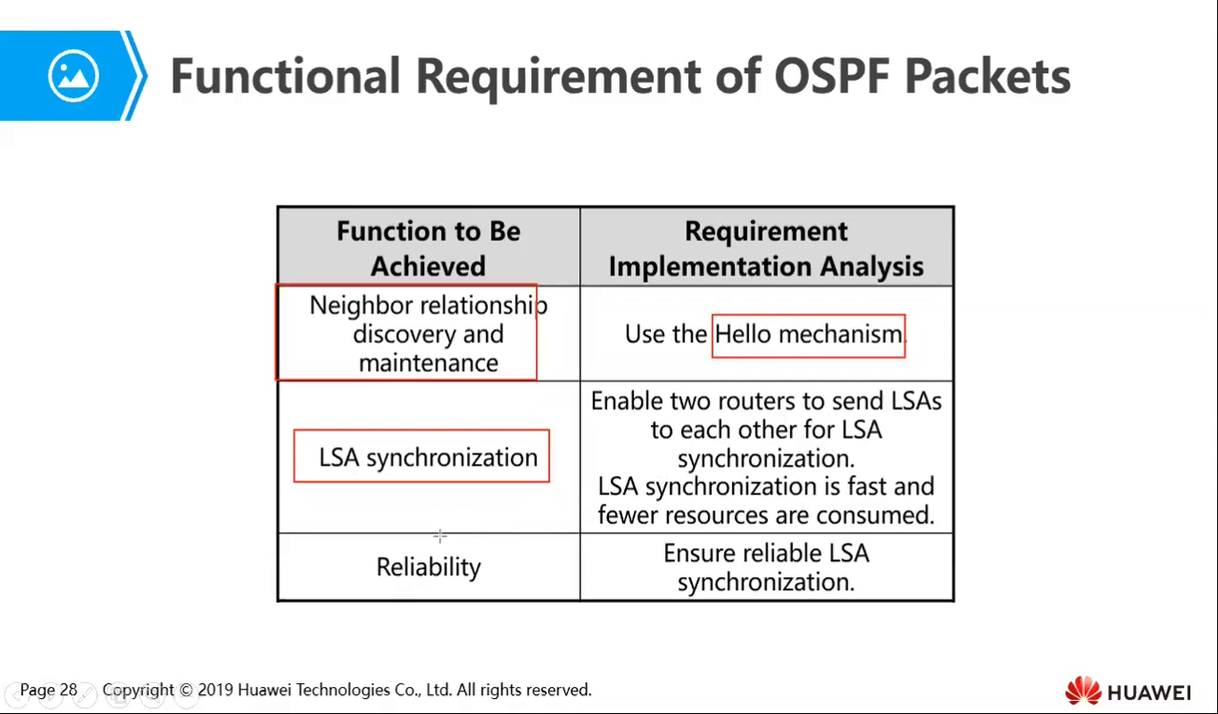And then the other function that we need to achieve in OSPF packets is reliability, so ensure reliable LSA synchronization. By faster and reliable, we mean what I just explained. You first of all send the summary information rather than the entire detail about the routes that you know about. So that is how that is done better than in RIP.